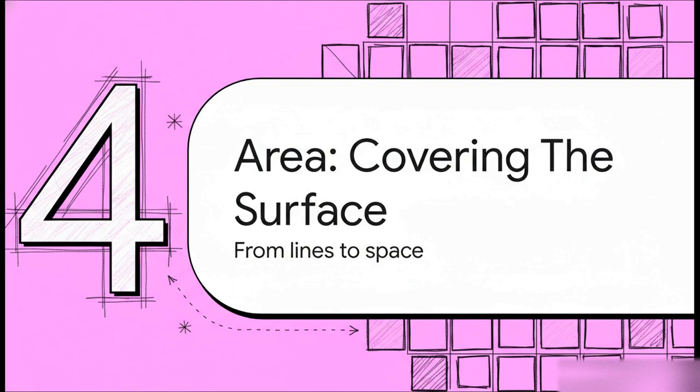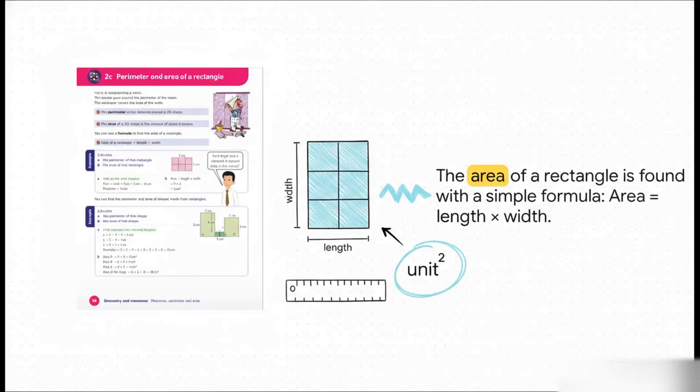Okay, we've walked the line. Now it's time to move inside and figure out how to measure all that space enclosed by the perimeter. It's time to talk about area. So how do we find the area of our rectangle? Well, the formula is nice and simple, just length times width. In this case, that's 3 centimeters times 2 centimeters, which gives us 6. But 6 times what? This is key.